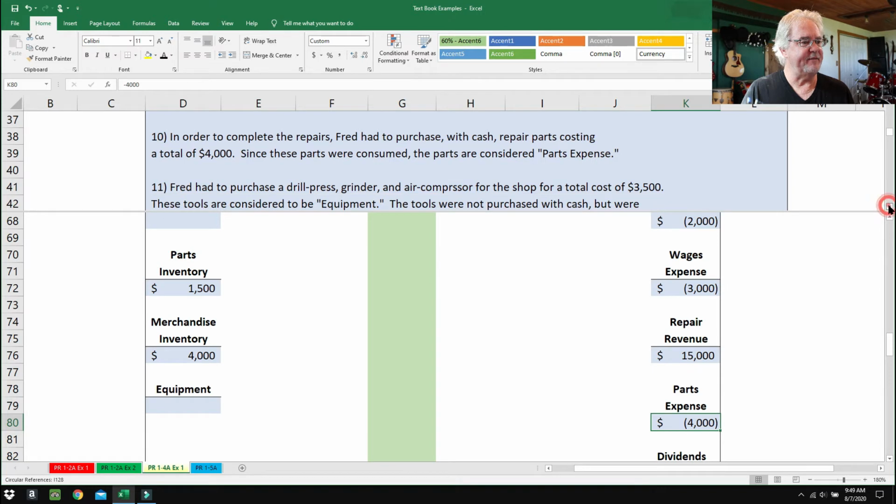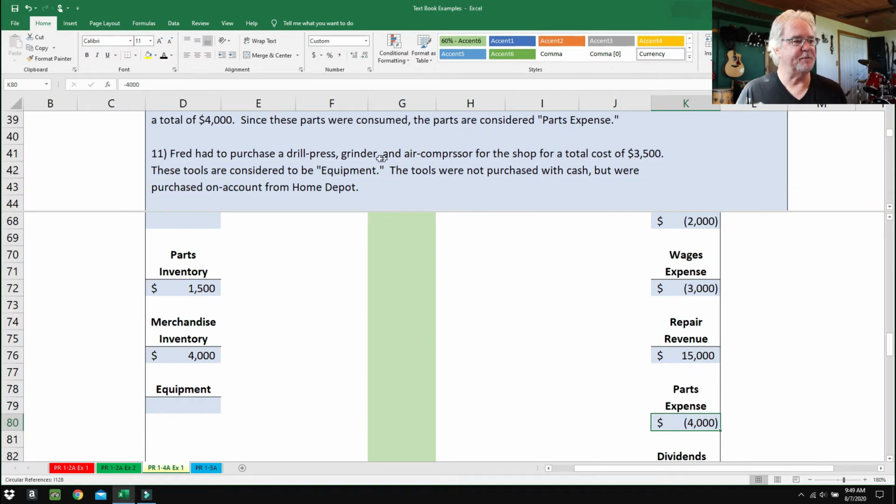So number 11. Fred had to purchase a drill press, grinder, and air compressor for the shop for a total cost of $3,500. These tools are considered to be equipment. All right, so this is a nice thing to have. So here's equipment, $3,500. So I've got $3,500 on the left, but I need something on the right here.